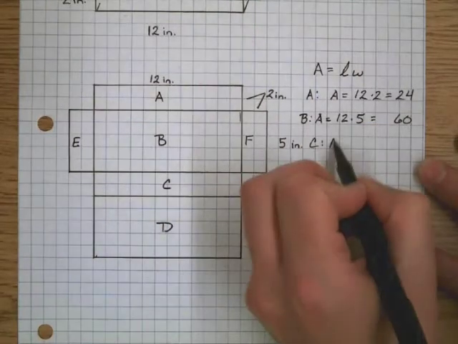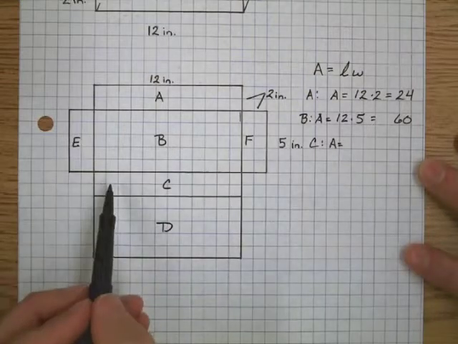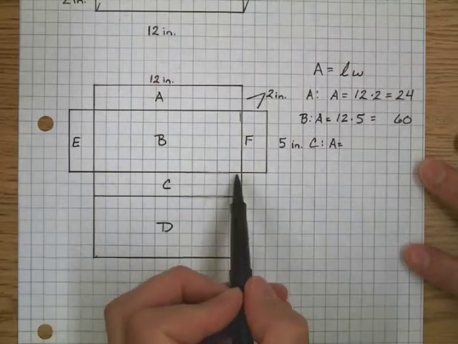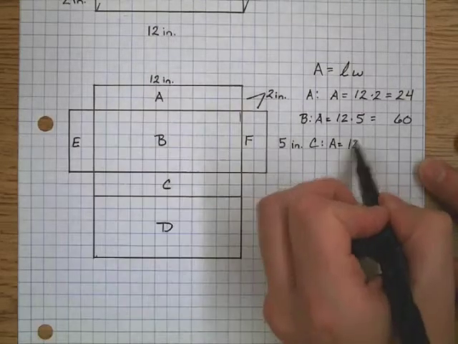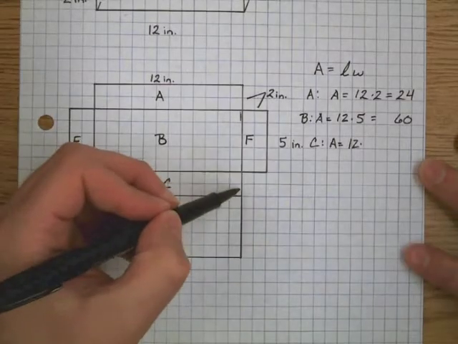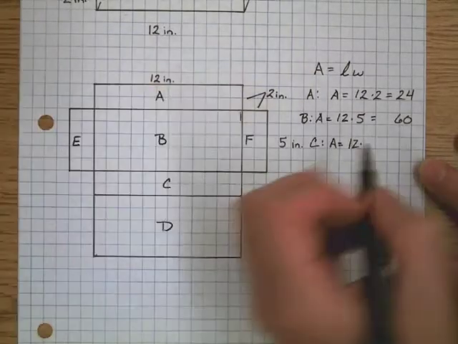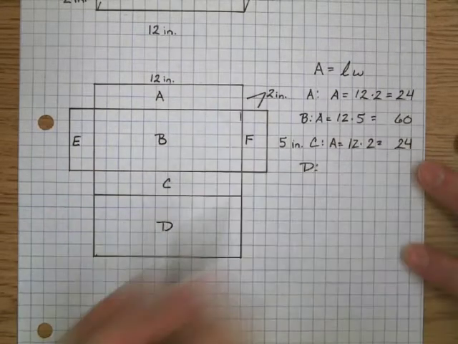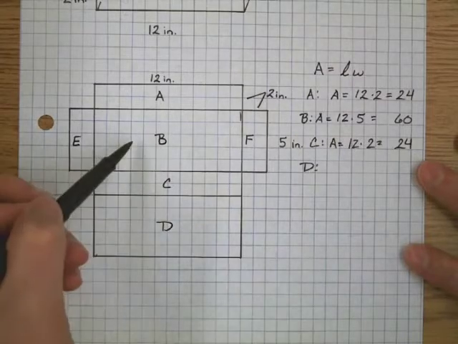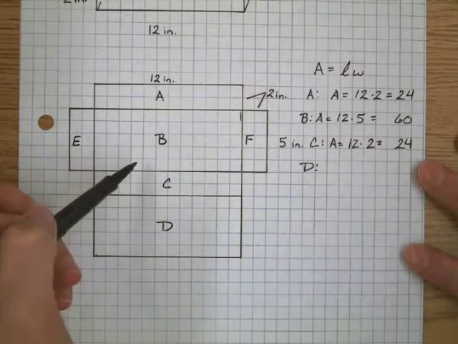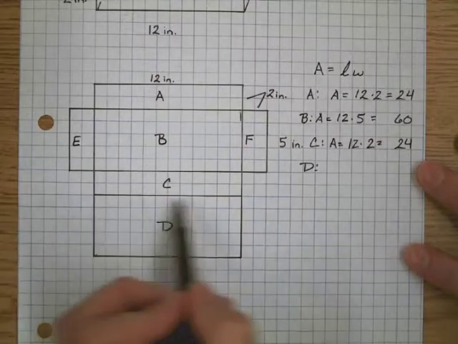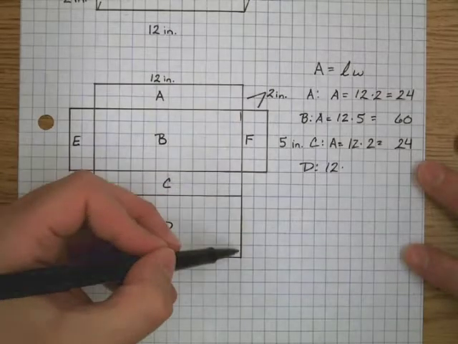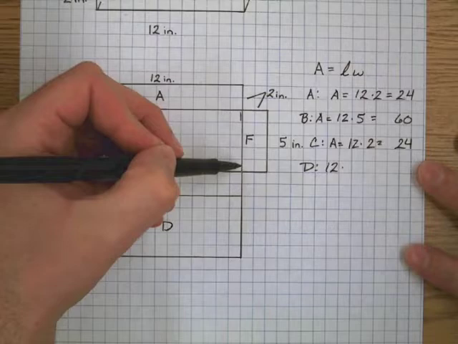C, area equals length times width. This looks a lot like the one up here, but let's work it out again. We have a length of 12, and a width of 2, this same distance right here. And again, that's 24 square inches. So D, let's take a look at D. It also looks very much like B. In fact, they are identical rectangles. So this distance along here, this length, again would be 12, and this distance here would be the same as for B, which was 5.